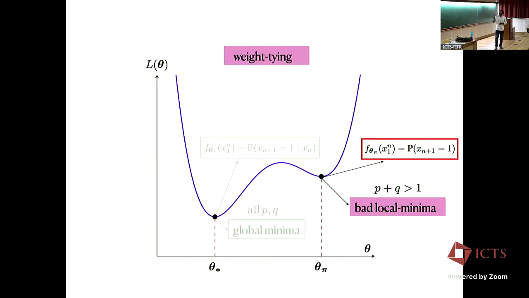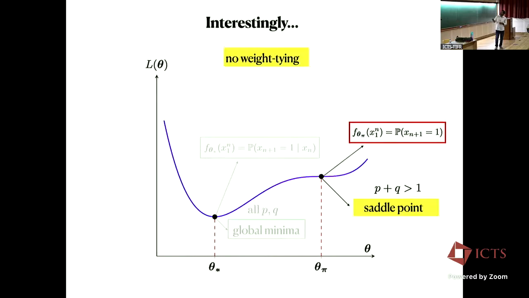And in the same picture, if you remove weight tying, it turns out that the same point turns into a saddle point, satisfying again the same properties. The prediction probability is again the marginal, and the condition is again the same, but the same point behaves like a saddle point, okay. So more precisely.